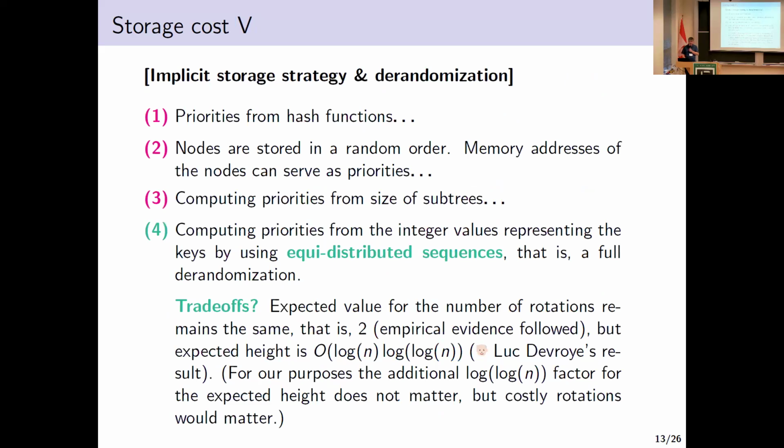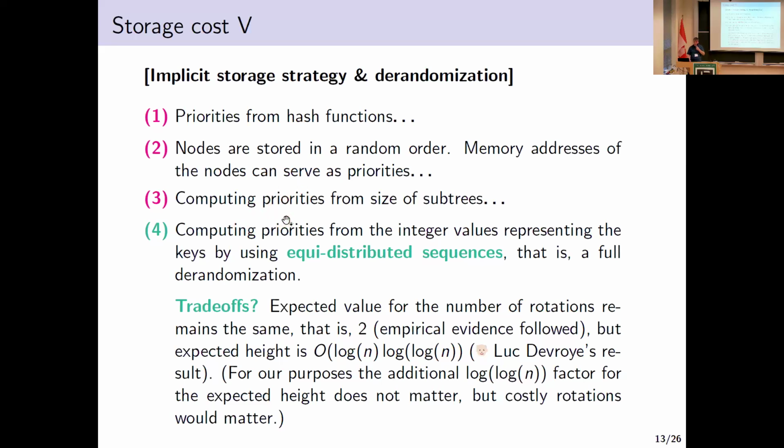There are other strategies to de-randomize and have implicit storage. On GitHub, there is code with priorities that use hash functions. There are nodes that can be stored in random order, where memory addresses of the nodes can serve as priorities. We can compute priorities from the size of the subtrees, but we need to maintain the size at every node. It incurs an additional cost.